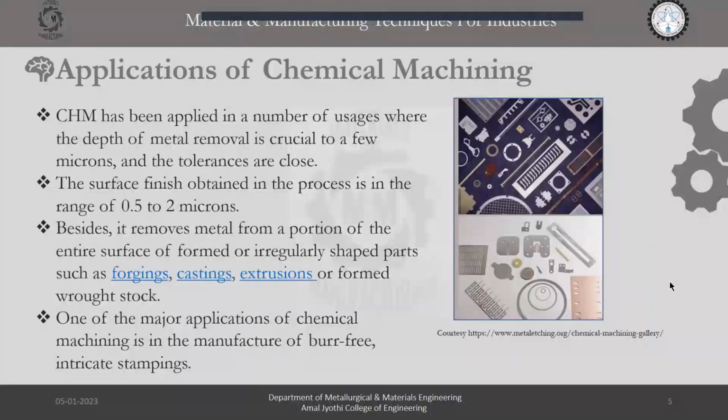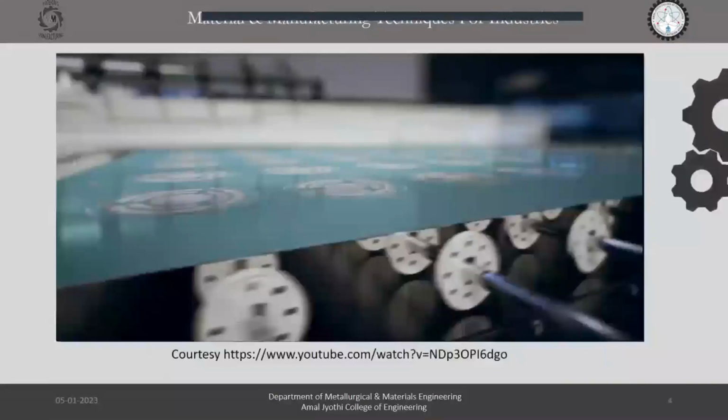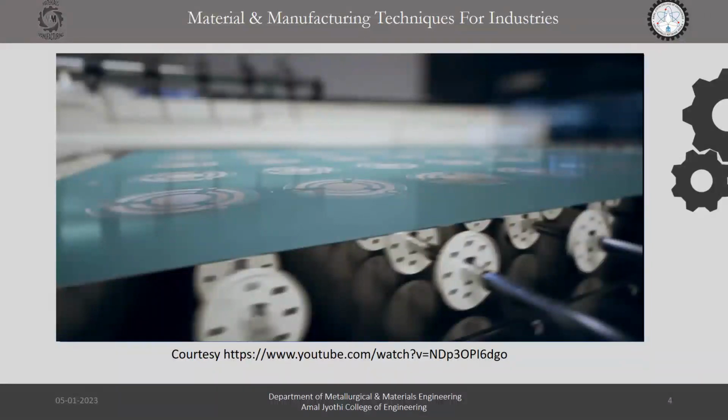The second step is masking. Here we apply the maskant over the surface of the workpiece in a desired shape. A layer of polymer or rubber is usually coated over the workpiece in the desired shape. The masking is done to protect the areas which do not require machining from the etching process, and it is done all over the workpiece except the area that needs to be machined.